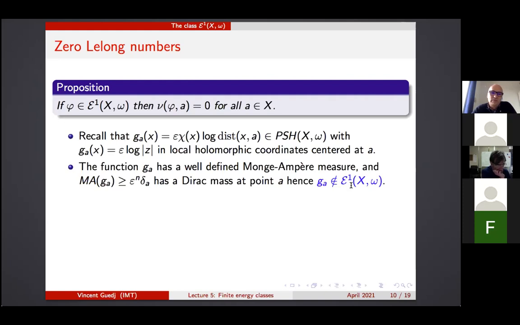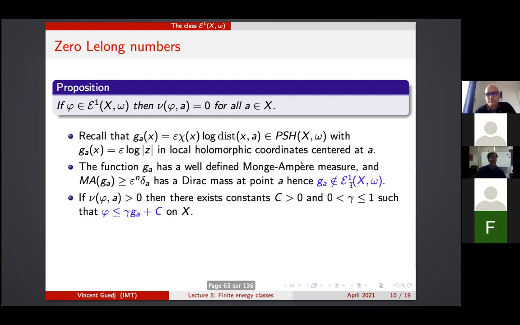So you have a kind of a global ersatz for the property of being a green function for the Monge-Ampère operator. And because these Monge-Ampère measures do charge the point A, a point is a very special example of a pluripolar set. In particular, with what I said previously, G_A cannot belong to E1. So that's an example of a guy which is not in E1.